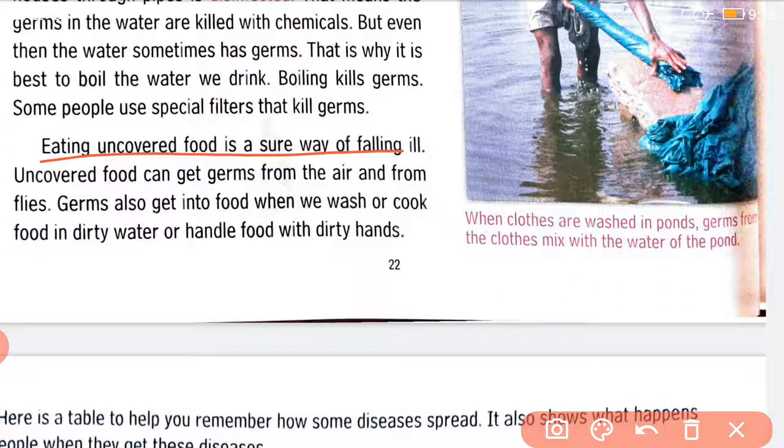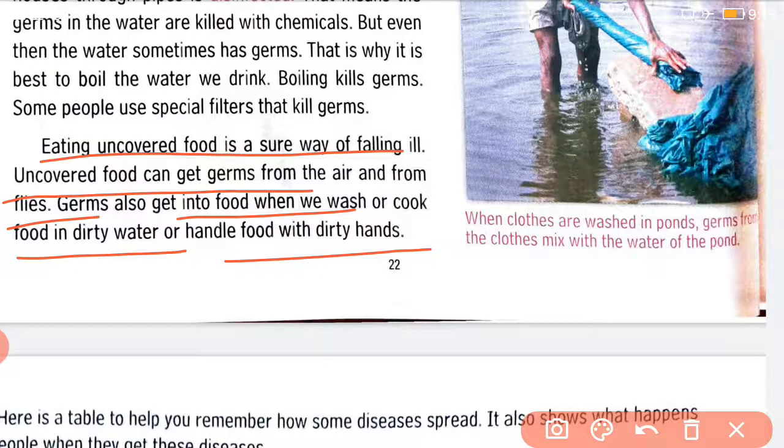Eating uncovered food is a sure way of falling ill. Uncovered food can get germs from the air and from flies. Germs also get into the food when we wash or cook food in dirty water or handle food with dirty hands.